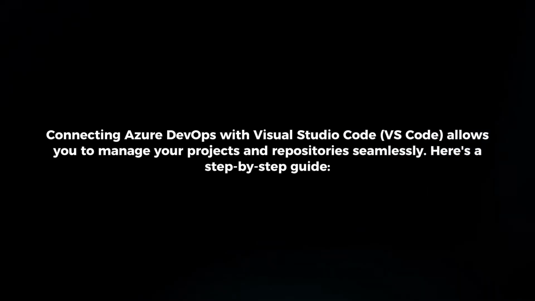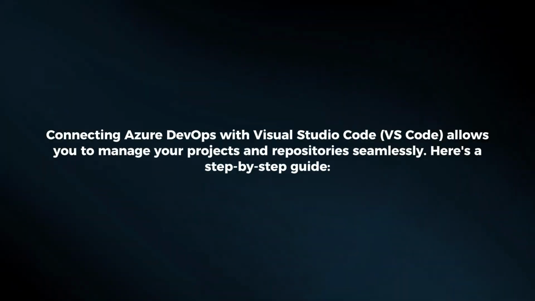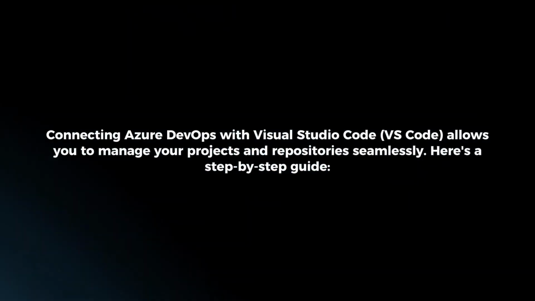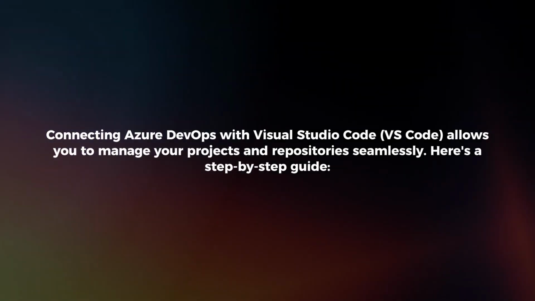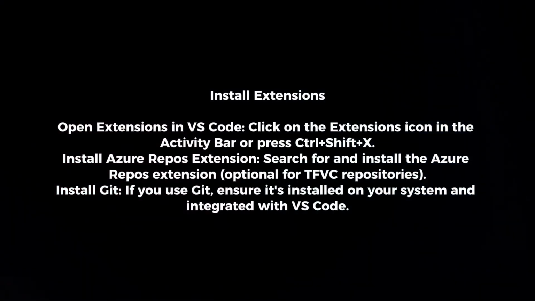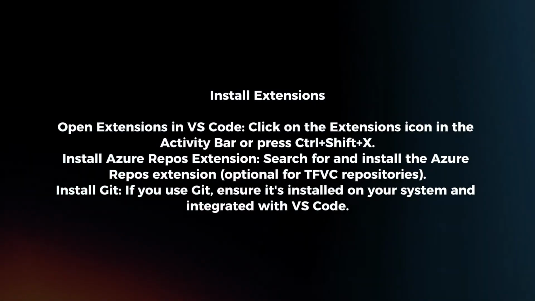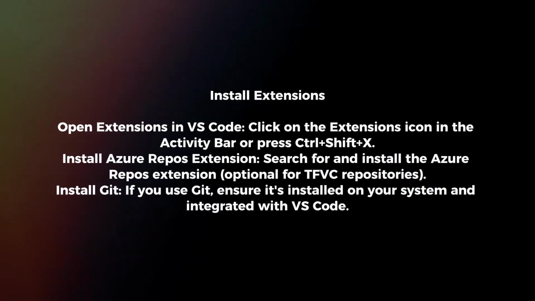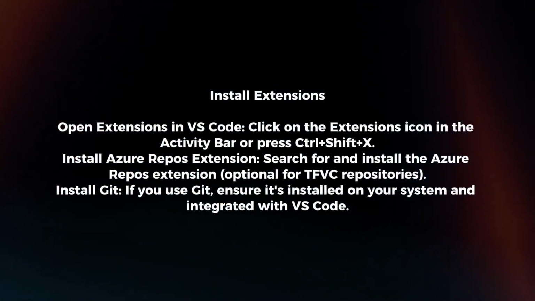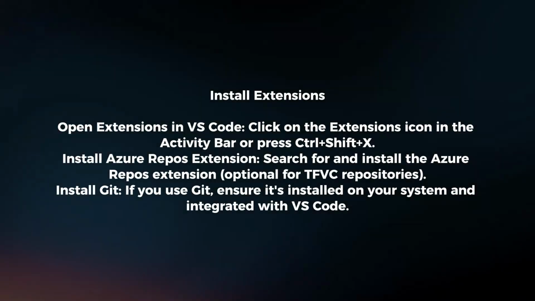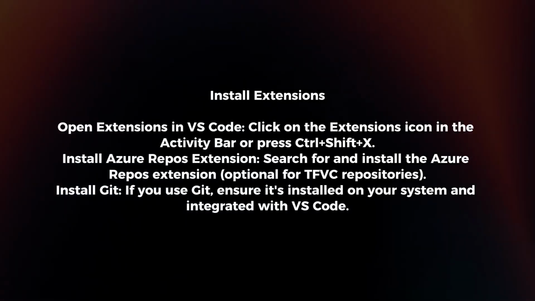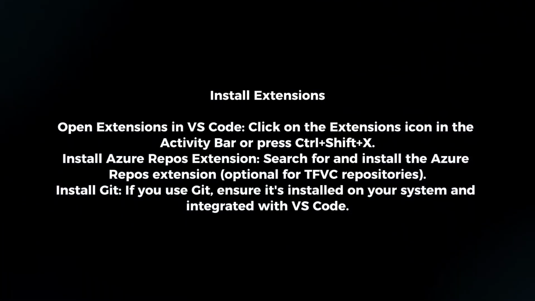Connecting Azure DevOps with Visual Studio Code allows you to manage your projects and repositories seamlessly. Here's a step-by-step guide. Install extensions. Open extensions in VS Code. Click on the extensions icon in the activity bar or press Ctrl+Shift+X. Install Azure Repos extension. Search for and install the Azure Repos extension.